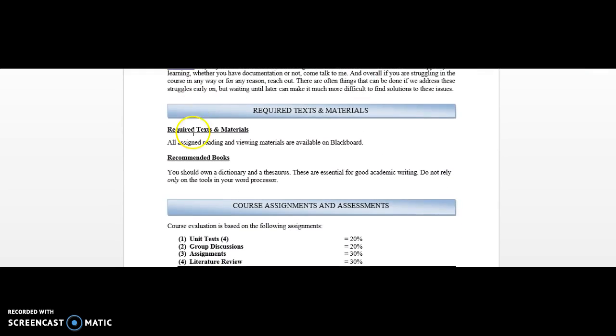You'll notice there's no required text for the class. All of the reading materials that we use in the course will be available to you on Blackboard. Be sure that you also watch the Blackboard video this week, which will run through how the course is set up there and hopefully clarify the way that we're going to use Blackboard in the class.